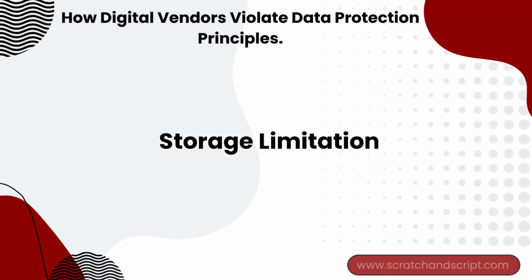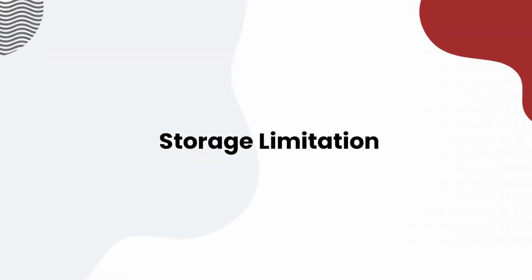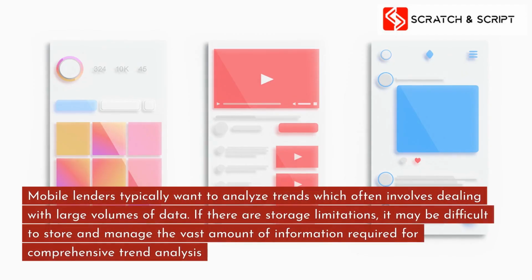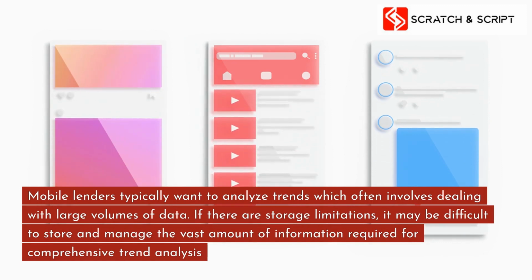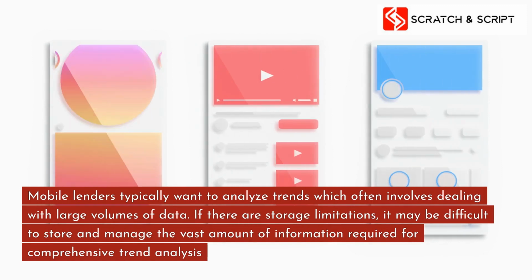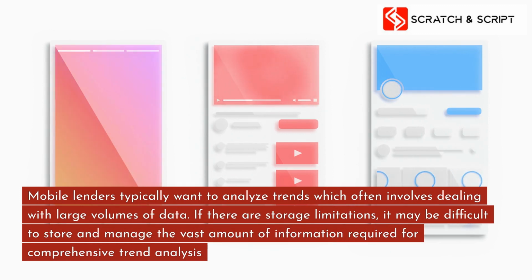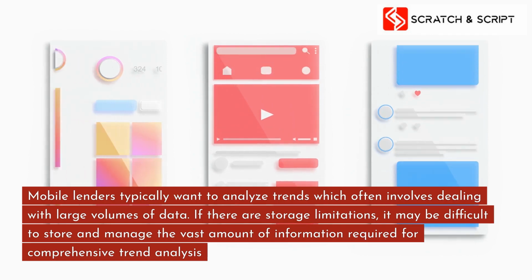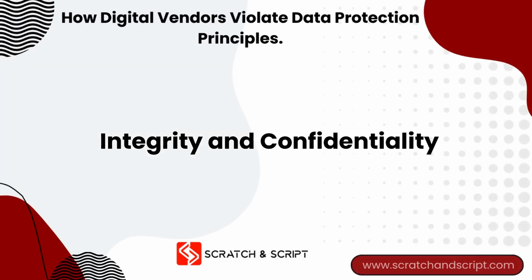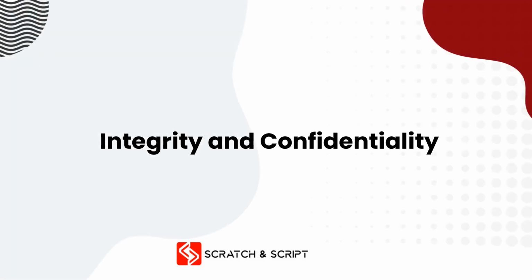Number 4 is storage limitation principle violation. This one is a tough one. Mobile lenders typically want to analyze trends, which often involves dealing with large volumes of data. If there are storage limitations, it may be difficult to store and manage the vast amount of information required for comprehensive trend analysis. Our fifth and final example is integrity and confidentiality principle violation.